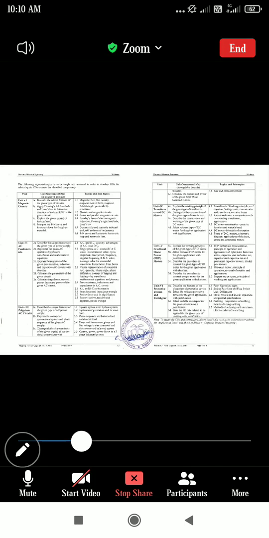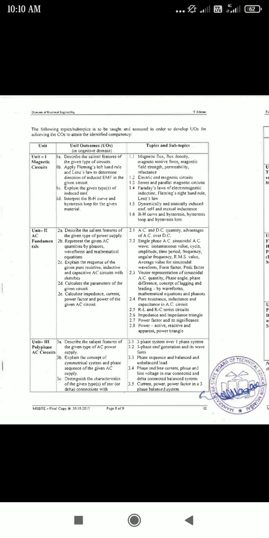The total number of units is 6. The name of the first unit is Magnetic Circuit. In this unit, we have to discuss magnetic flux. What is meant by magnetic flux? What is meant by flux density? What is meant by magnetomotive force, MMF, magnetic field strength, permeability, reluctance, then electric and magnetic circuit.